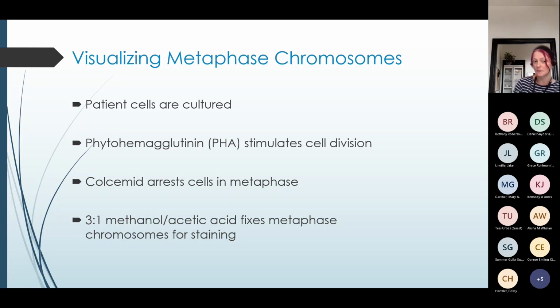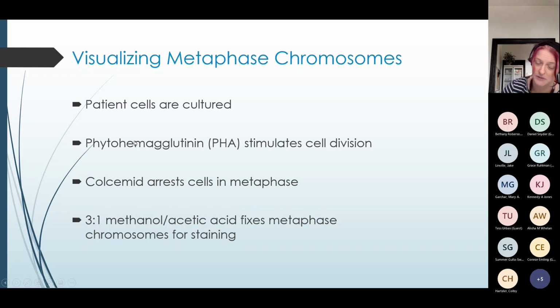But when we're doing chromosome analysis, we want to stop it in metaphase because all of our chromosomes are really closely located towards the middle of the cell. And then that's where we're going to be able to capture a picture of those and then do an analysis on those pictures. So how we do that, we culture the patient cells.